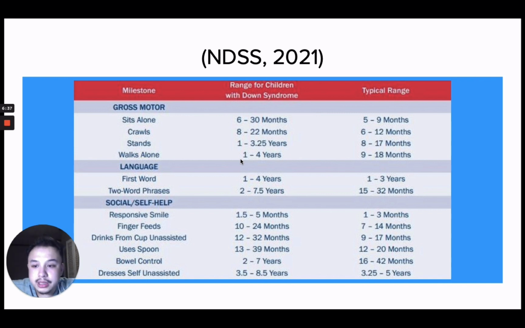And this may also be seen when they have difficulty with walking, and when they may have difficulty with their fine motor skills, especially when they begin to write. So yes, and these development issues may also be seen in different aspects, such as social skills, which may be seen when they have responsive smiles and they finger feed, and also when they use utensils, and so on and so forth.